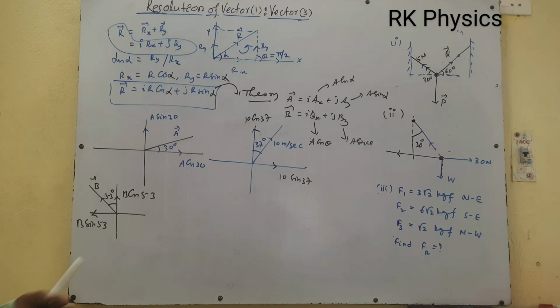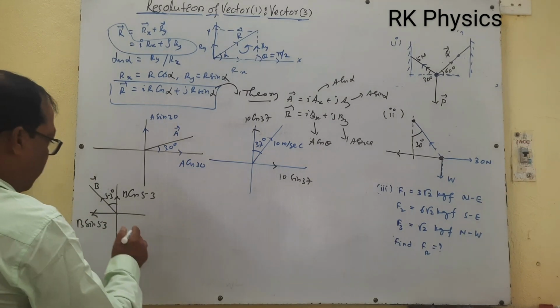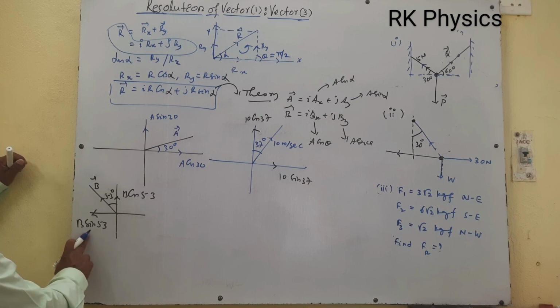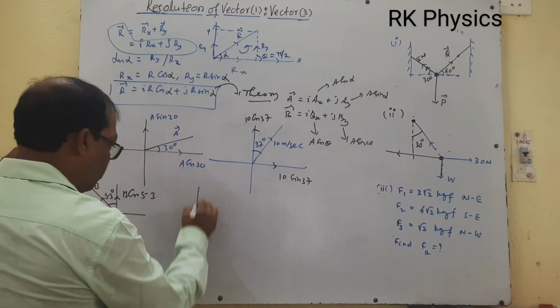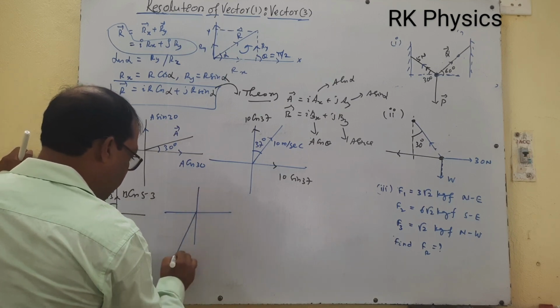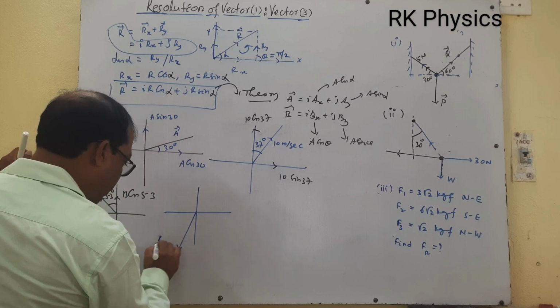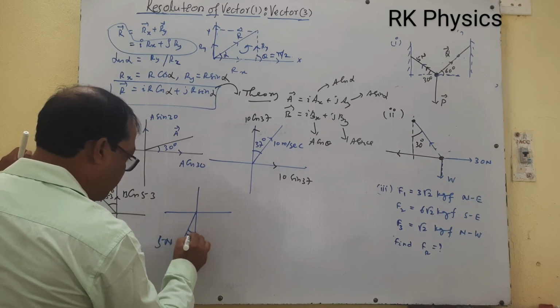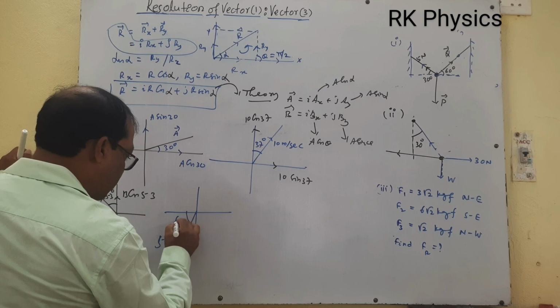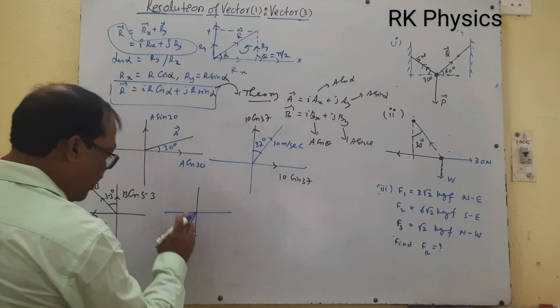Vector B makes an angle theta with any line. Along that line its component is B into cos theta. Here theta is 53 and perpendicular to that line B sin theta. Now come to the fourth quadrant, that is, this is 5 Newton force. 5 Newton force makes an angle, suppose 60 degree with a line.